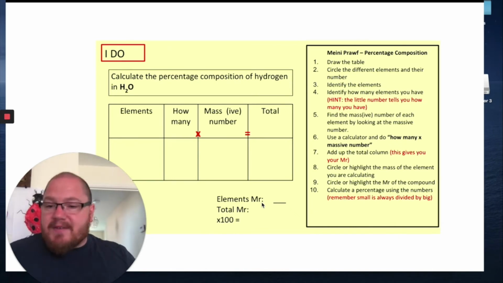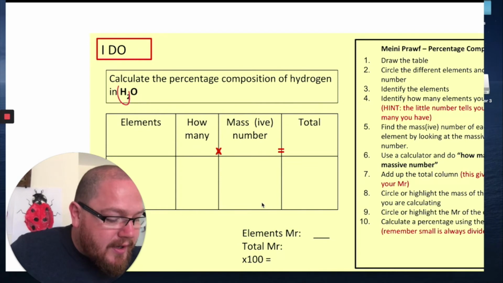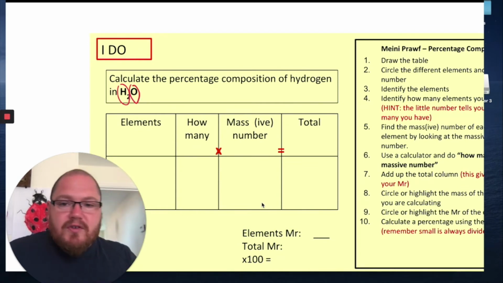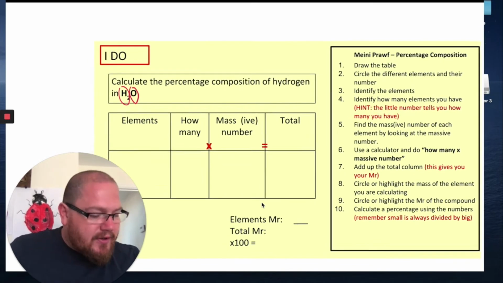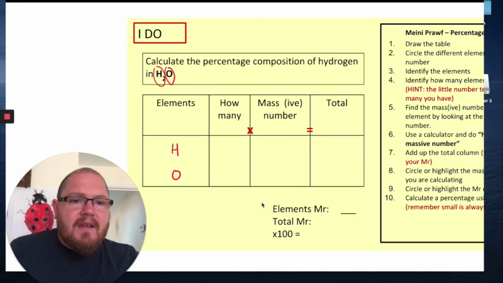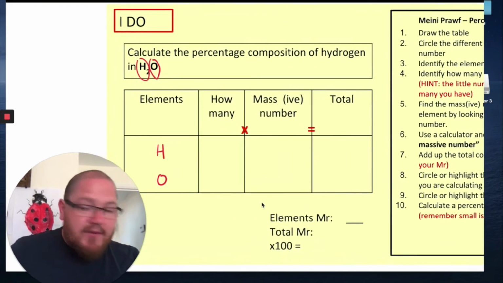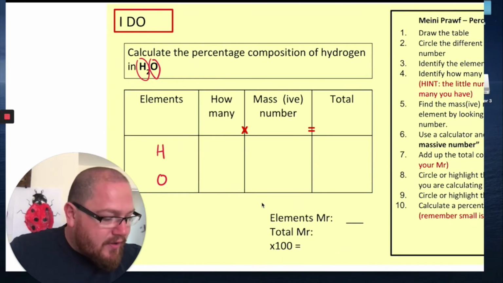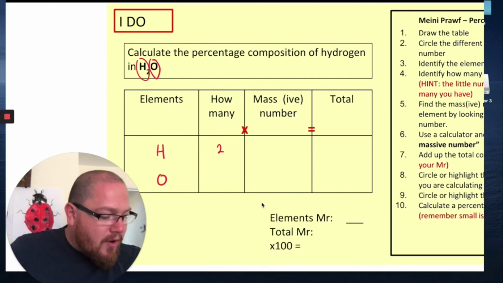Circle the different elements and their numbers. So it's kind of the same process as we were doing here. I've got my hydrogen and I've got my oxygen. Then it says identify the elements, so I'm going to do this the same again. Then step 4, identify how many elements you have. Same process so far. So I've got 2 hydrogens, because I've got a number 2 after hydrogen, and I've got 1 oxygen.